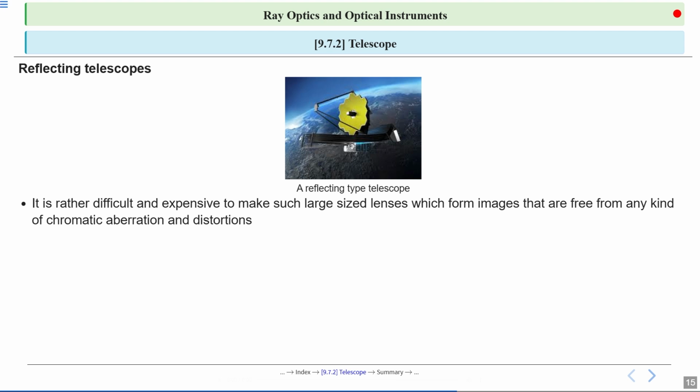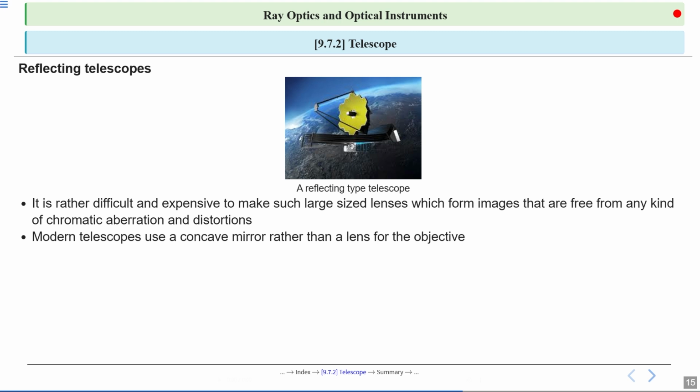One challenge with using lenses in telescopes is the difficulty and expense involved in making large lenses that are free from chromatic aberration and distortion. Chromatic aberration occurs when different colors of light are focused at different points, leading to blurry images. This is why alternatives like mirrors are often preferred.